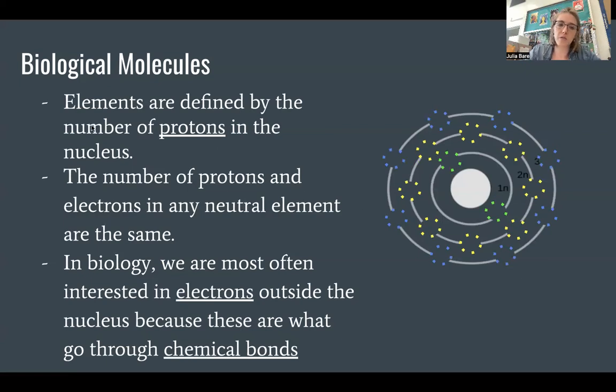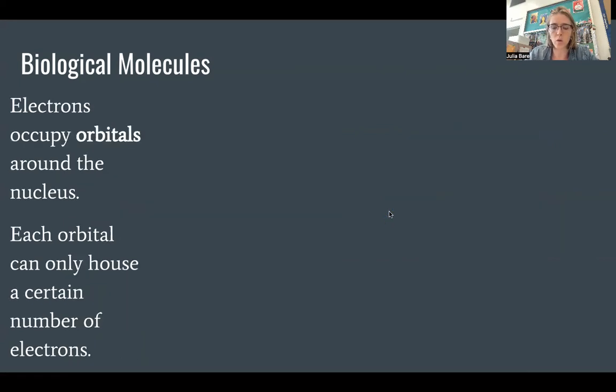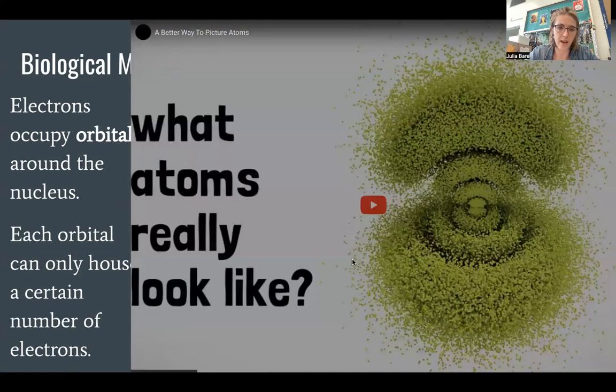So elements are defined by the number of protons in the nucleus, and the number of protons and electrons are usually the same, unless you're talking about an ion. We're going to talk about ions in a second. In biology, we are typically interested in the electrons outside of the nucleus, because these are what go through chemical bonds. So let's take a look at what this actually looks like.